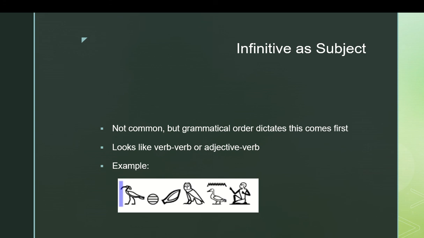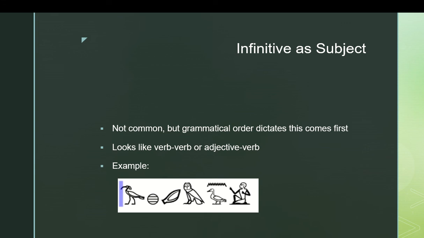So the first use we're going to get to, not a super common one, is the infinitive as a subject. Not, again, super common, but because grammatically the subject tends to be near the head of the sentence, I wanted to put it first. It tends to take the form of having a verb and a verb right next to each other when it's serving as the subject of a verb, or an adjective followed by a verb, as in our example, when it's serving in a sentence with a predicate adjective.